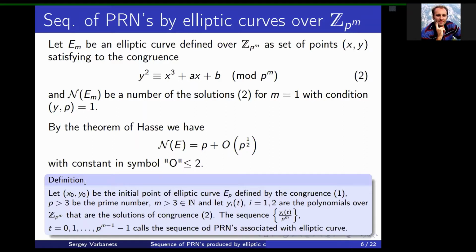So we have the next definition. Let the point (x0, y0) be the initial point on the curve E_p defined by the congruence 1. Let p greater than 3 be a prime number, and m a natural number, and let y_i(t) be the polynomials over Z_{p^m} that are the solutions of congruence 2. Then the normalized sequence y_i(t) divided by p^m is called the sequence of pseudorandom numbers associated with the elliptic curve.